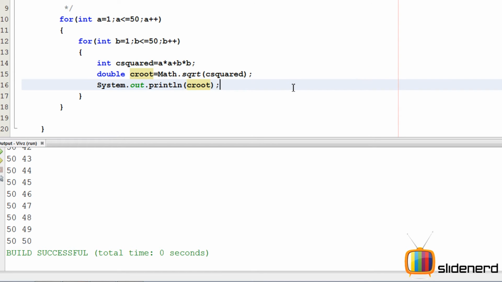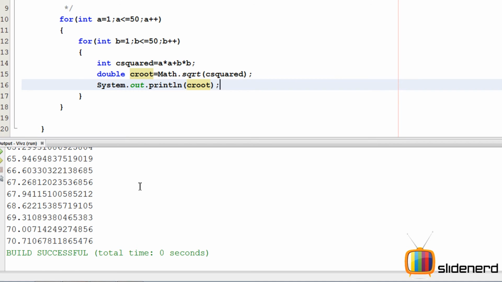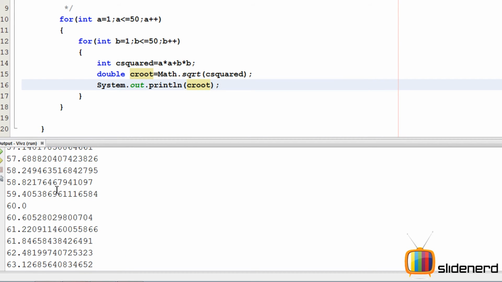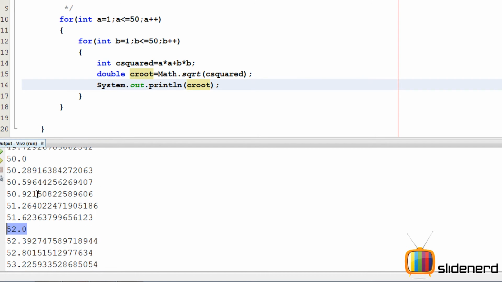So let me go ahead and run this, Control S, Shift F6. Alright, there is a big list over here. Okay, now this is the thing which we wanted, right? If you see the 60.0, that's actually a number with nothing after the decimal point. But if you see the other numbers, then they have something or the other, right? Again, 52. Now these are the kind of numbers which you want to filter out from the rest, right?